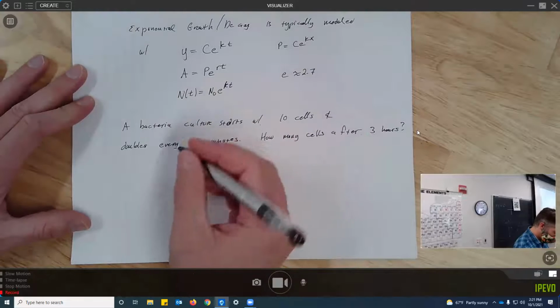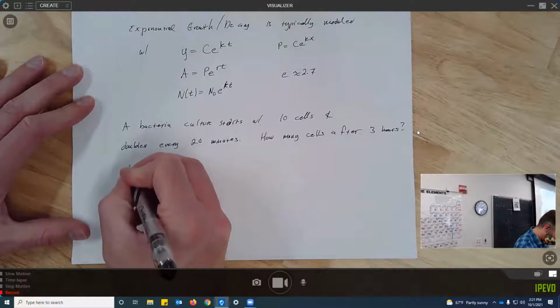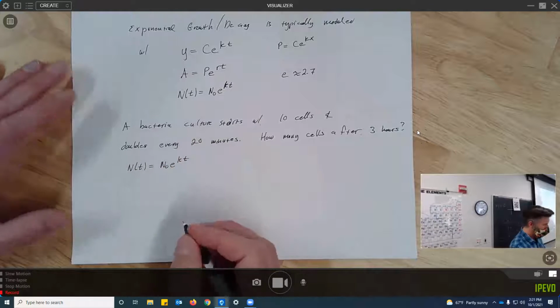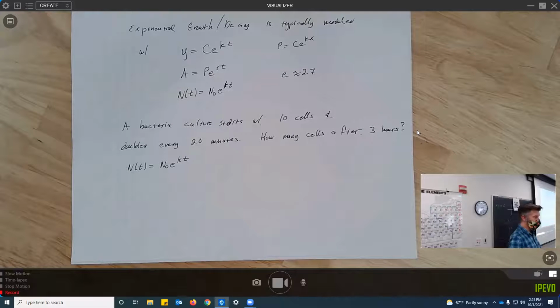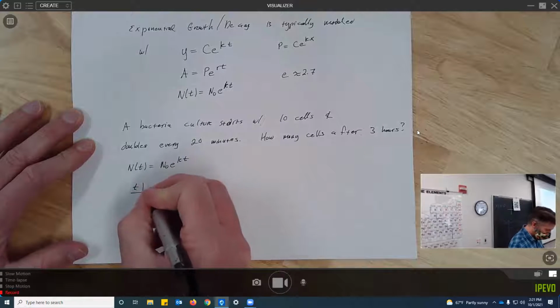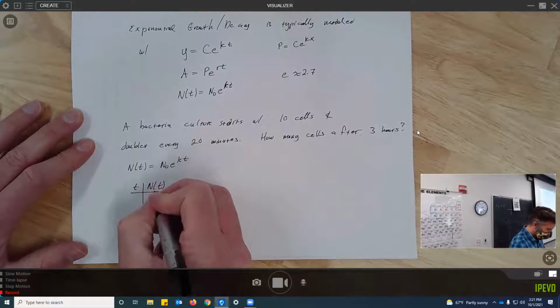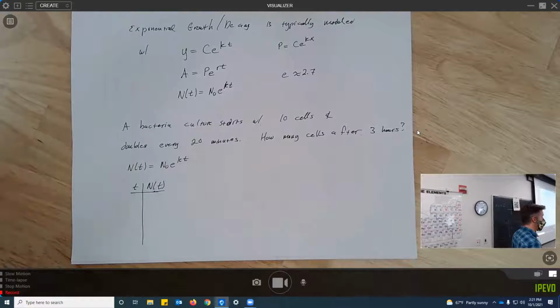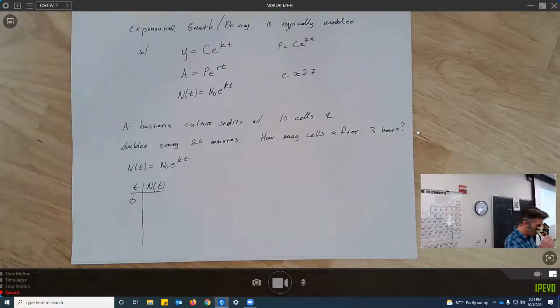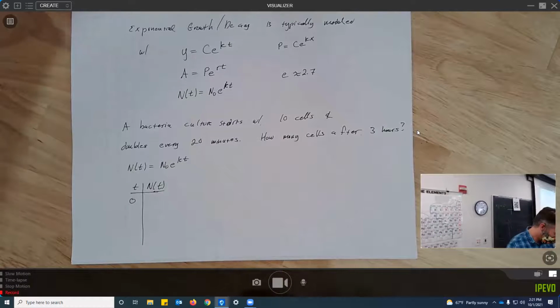So I'm going to use this format here. I have N of t equals N naught e to the kt. And I typically find it really helpful to make a little table: what time is it and how much stuff I have at that time. Or if you prefer, think about x and y values, inputs and outputs. So I know at time 0, how much stuff do I have? How many cells are there at time 0? Yeah, 10.